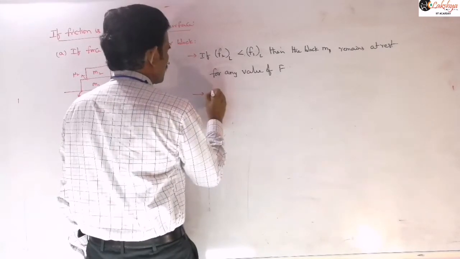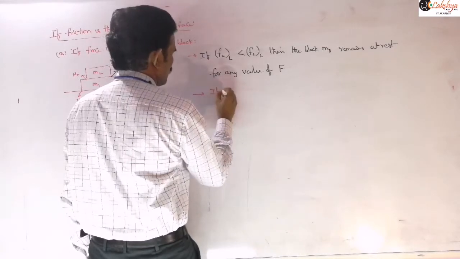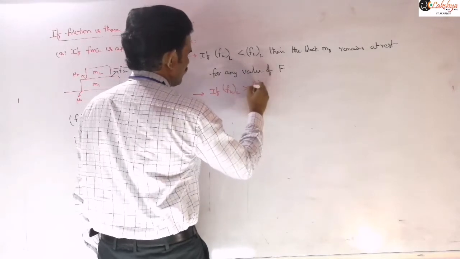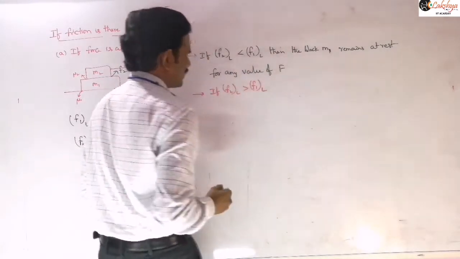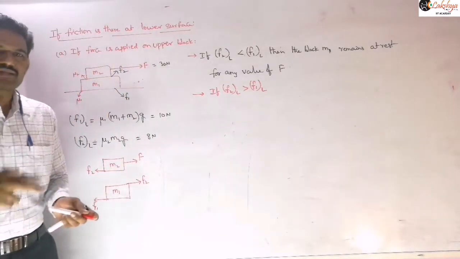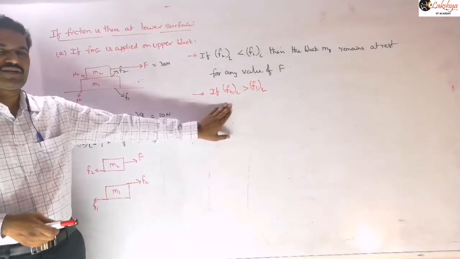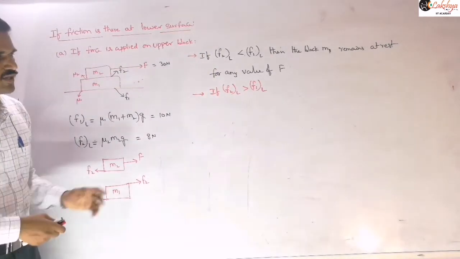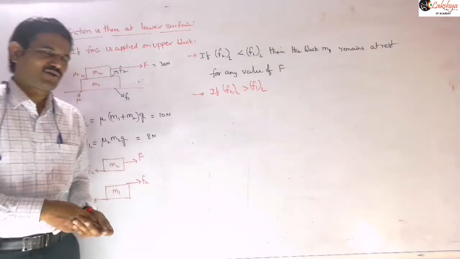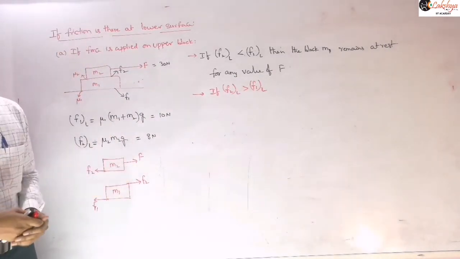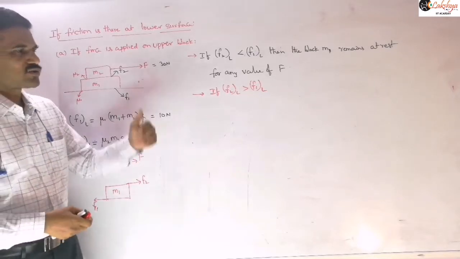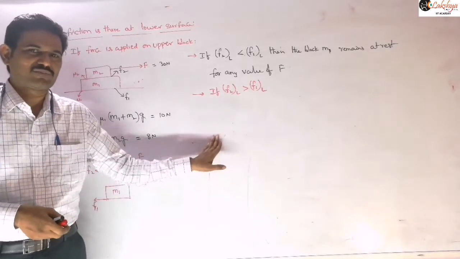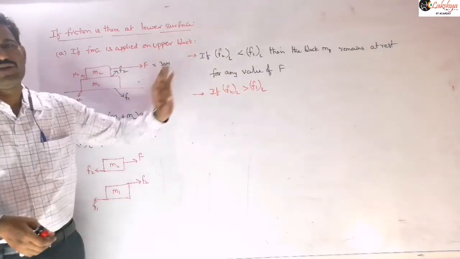So now I am taking that if F2 limiting is greater than that of F1 limiting, then the system may accelerate. In this case you should not conclude that M1 must be accelerating. Because in this case whether it is accelerating or not will depend on the applied force here. So depending on this applied force, this lower block will accelerate. That means there is some possibility for this acceleration. But in the earlier case you can conclude that M1 will remain at rest.